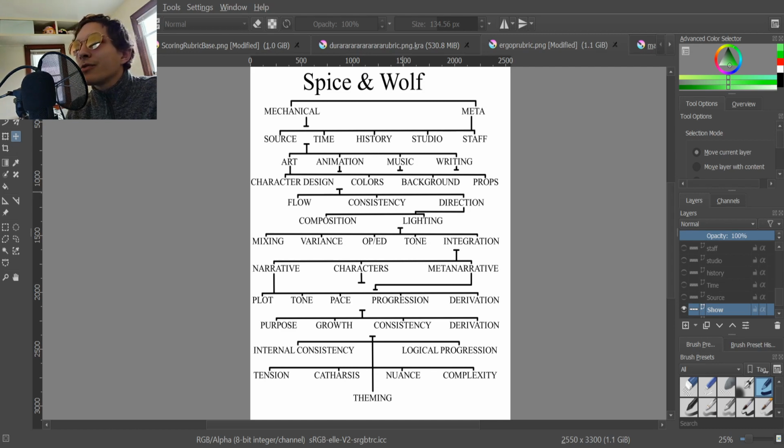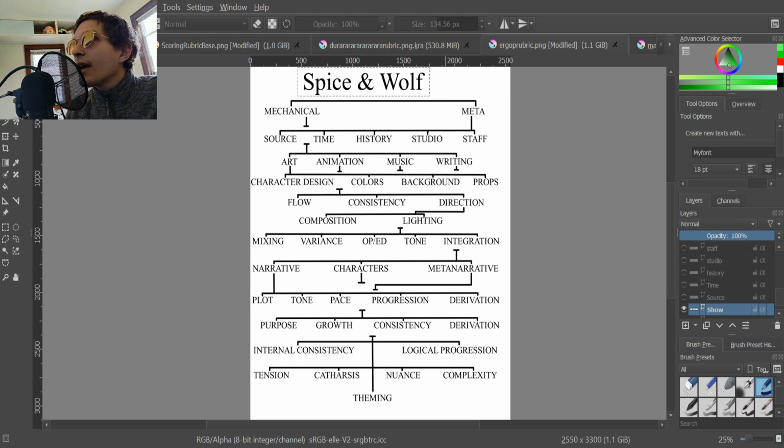Now, the reason I chose Spice and Wolf, my favorite show, was to start off doing this with the caveat that I don't think your favorites have to be your highest rated scores. They don't have to be. Because I don't think that Spice and Wolf is as good a show as something like Gurren Lagann or Bakemonogatari. But that doesn't mean it's not my favorite. This is why I don't like holistic scores, because I don't think your favorite has to be your highest rated show. It's not how that works.